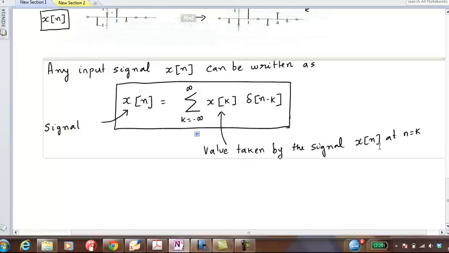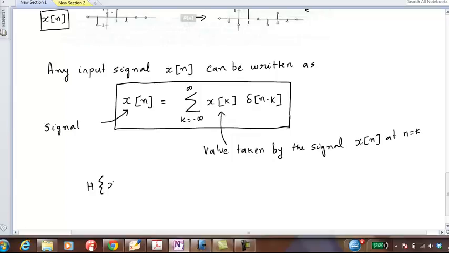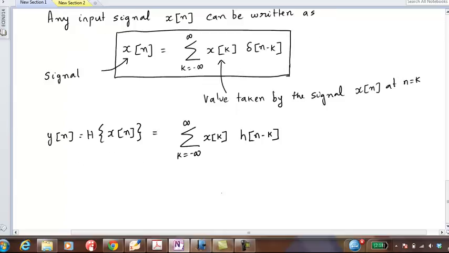Now, because of linearity, the response of the system to x of n, which is y of n, is the sum of the responses of the system to weighted shifted impulses. What's the response of the system to delta of n minus k? That is h of n minus k. And what's the response of the system to x of k times delta of n minus k? It is x of k times h of n minus k.